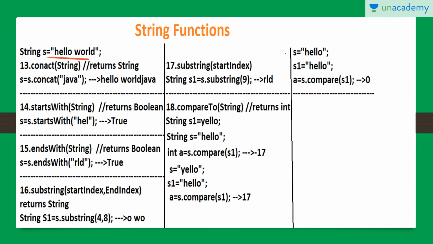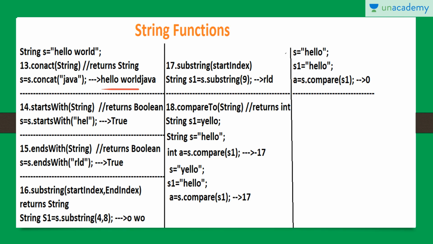So I am passing Java. Now it will give me a new string which will be hello world Java. So basically this will also return us a string which I have to store somewhere, or you can say which I have to give some reference. That is why I am pointing s to the newly created string. So if I try to print the value of s now again here, then it will print me hello world Java. Okay, that's how concat function works.